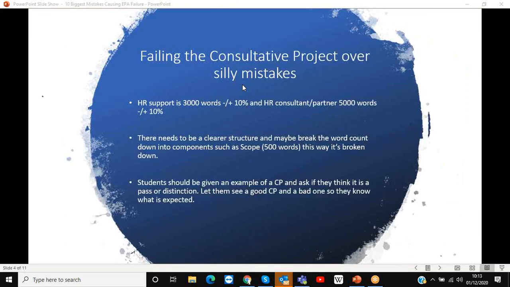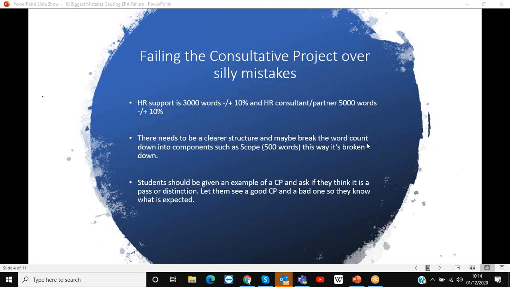So at number 8, we're coming on to talking about the consultative project. Now, this is more related to the HR support and HR consultant EPA standard, whereby a lot of the learners are struggling with the consultative project. So I just wanted to go over a few points with regards to this.